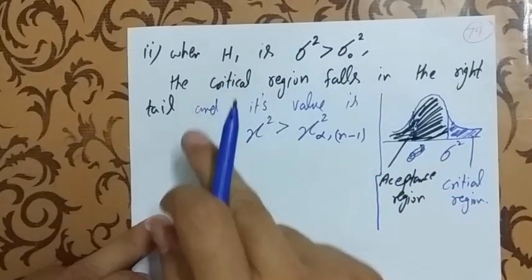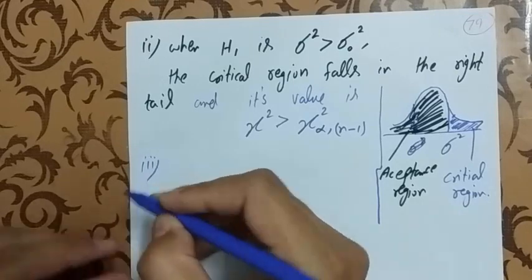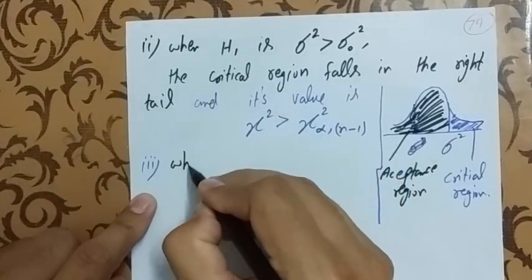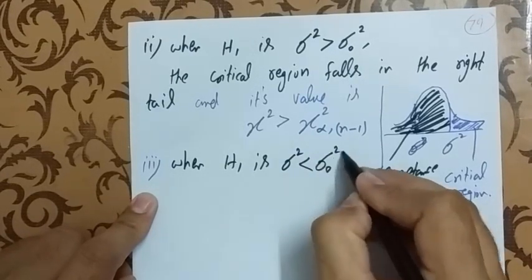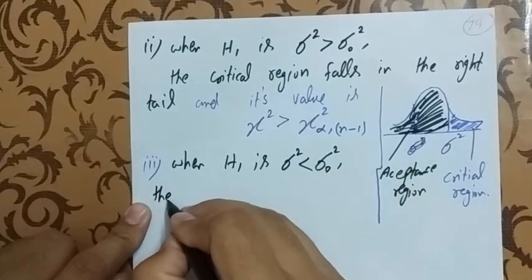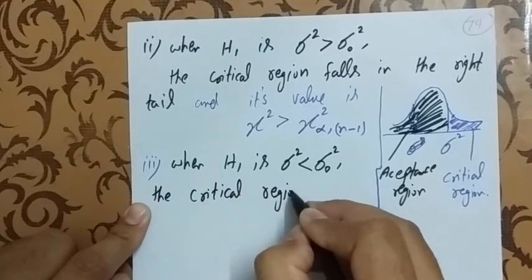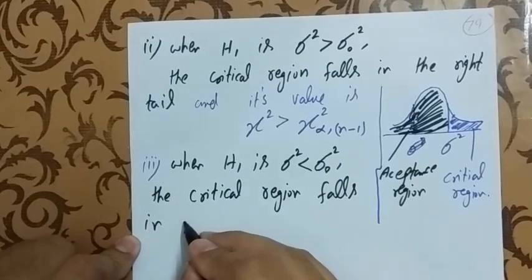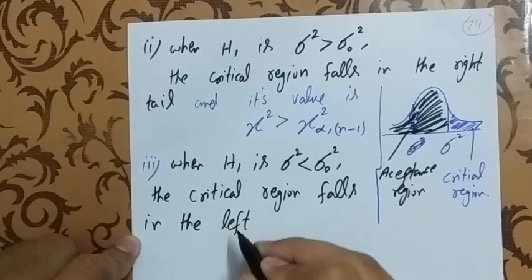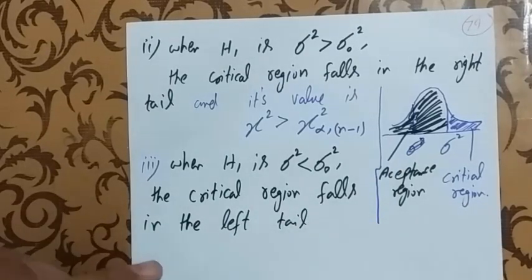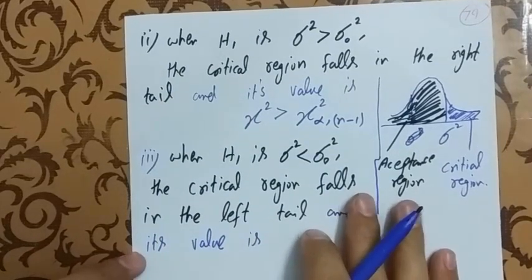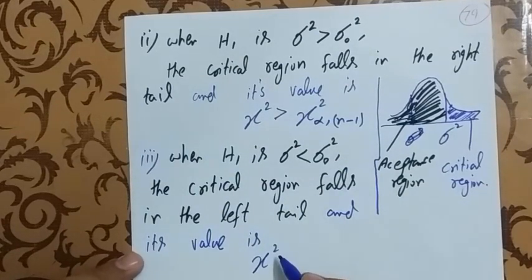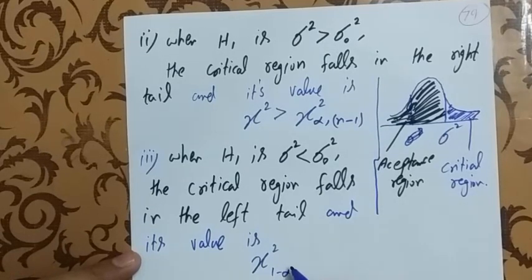That was point 2. And the third case is when H1 is sigma square less than sigma naught square, the critical region falls in the left tail, and its value is chi square 1 minus alpha, comma n minus 1 is the degrees of freedom.